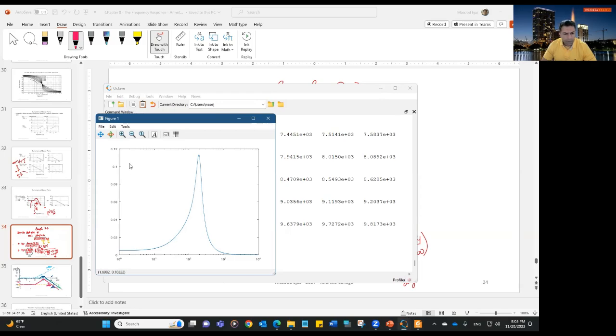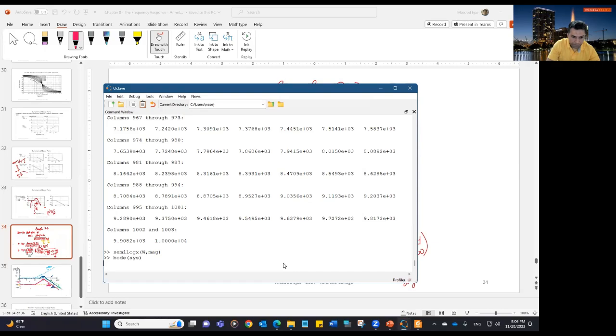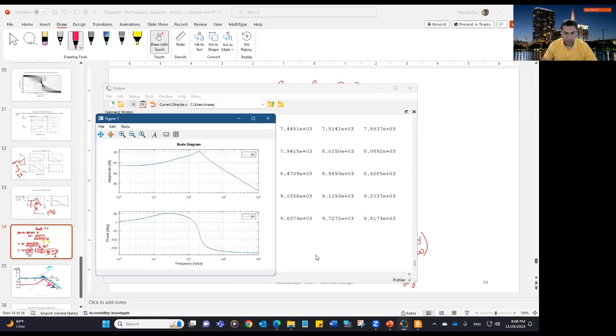Why is it showing small? Maybe it did not do it in. Okay, let's go back and just do Bode. So Bode of system. It's better, I guess.